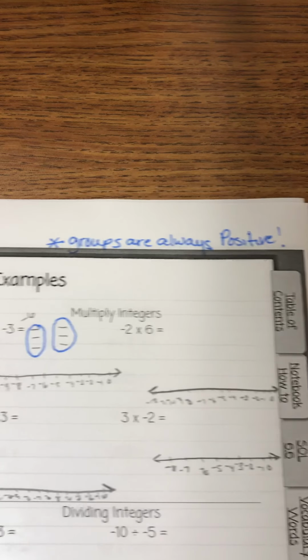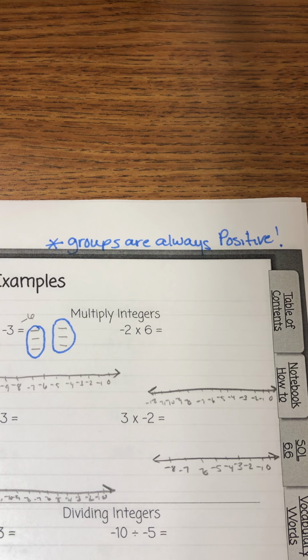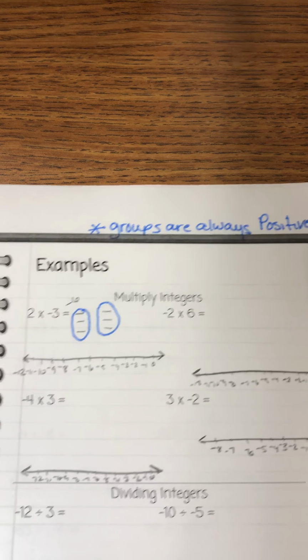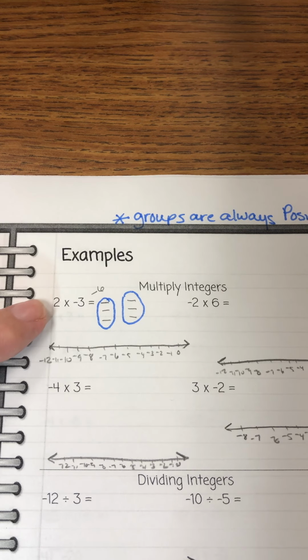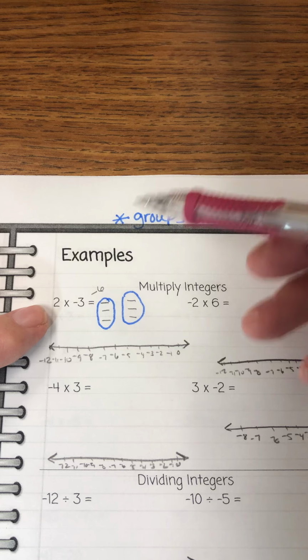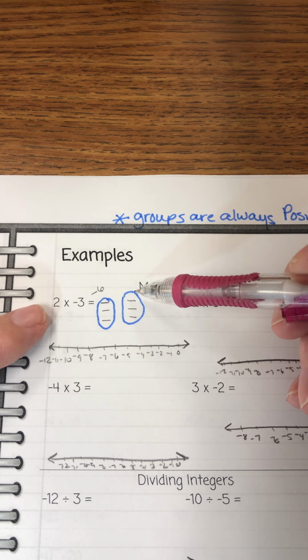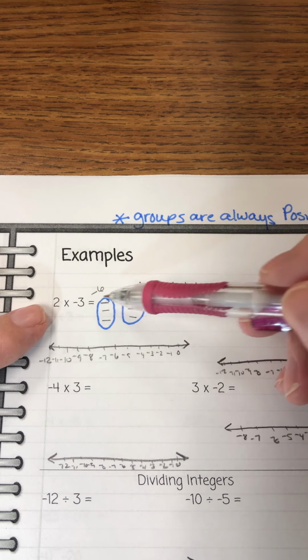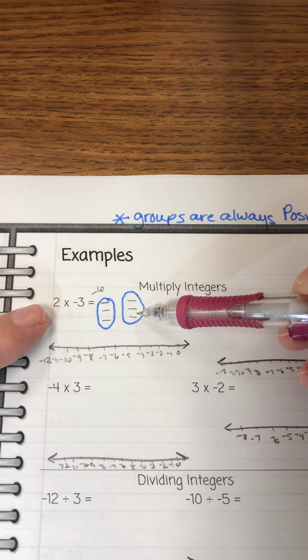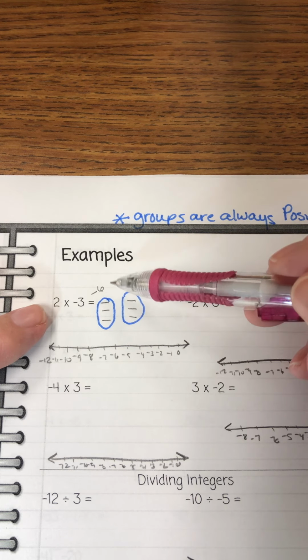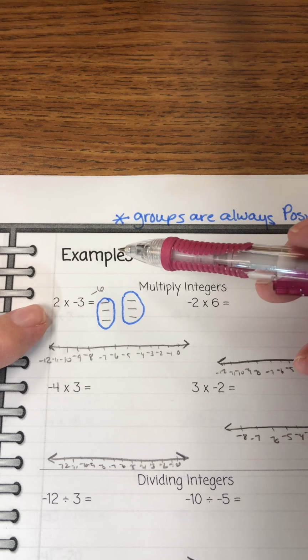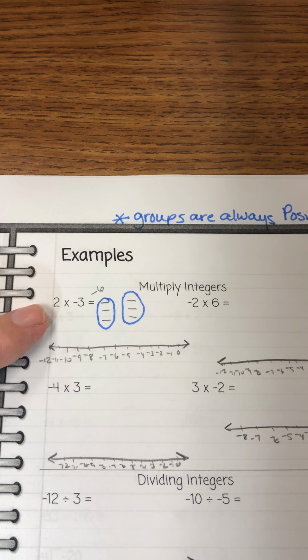Now, real quick, I need you to note that we're going to be grouping these things, and the groups are always going to be positive. If you look at the first example, I already did it for you with my chips. I have two positive groups, and inside my two positive groups, I put my three negatives. So I have a total of -6. So 2 times -3 is -6.